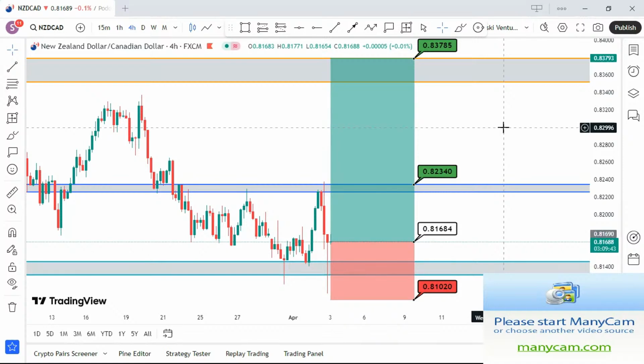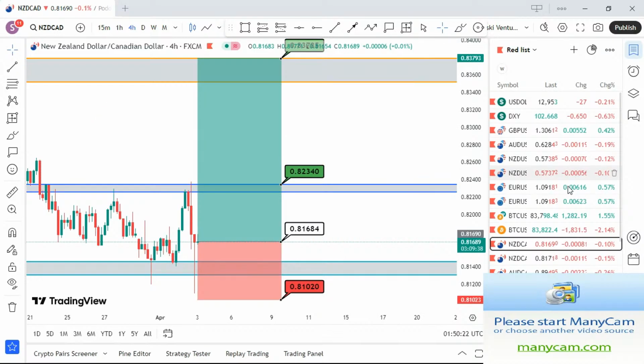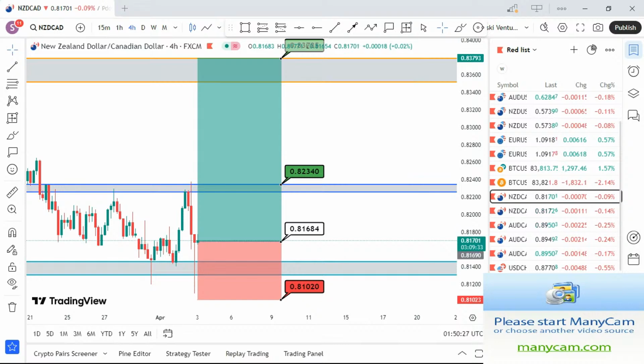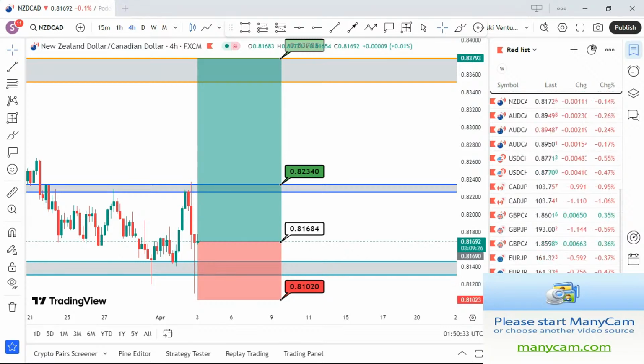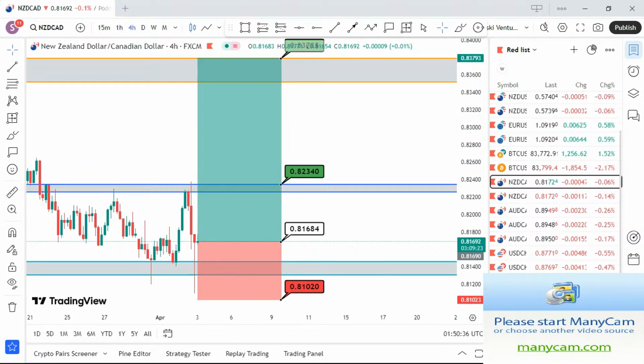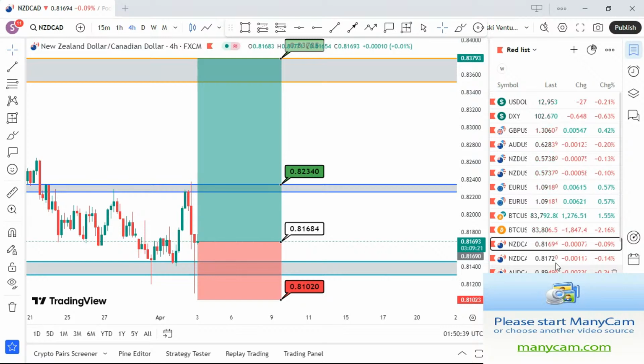So yeah, on NZD CAD, you are seeing nice moves. Price is doing nice moves. Will it continue going up or will it go down? Don't know, but time will tell. So this is what it is.